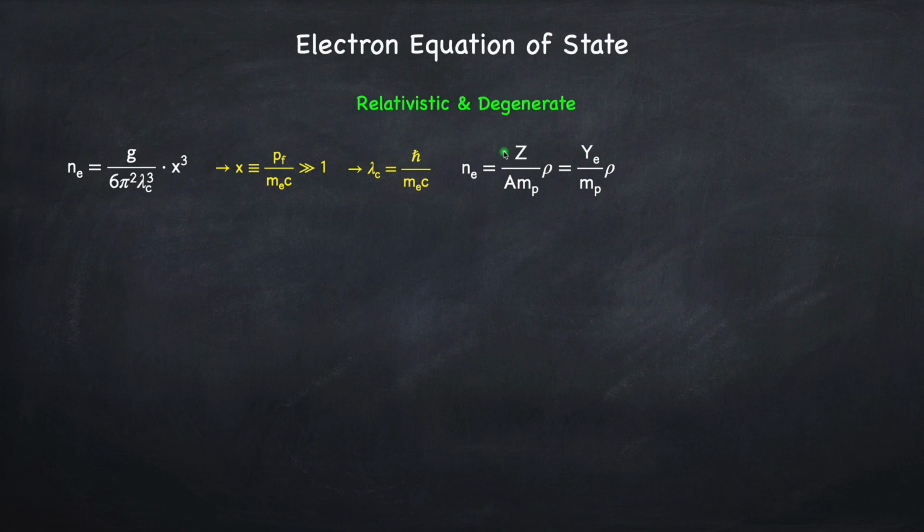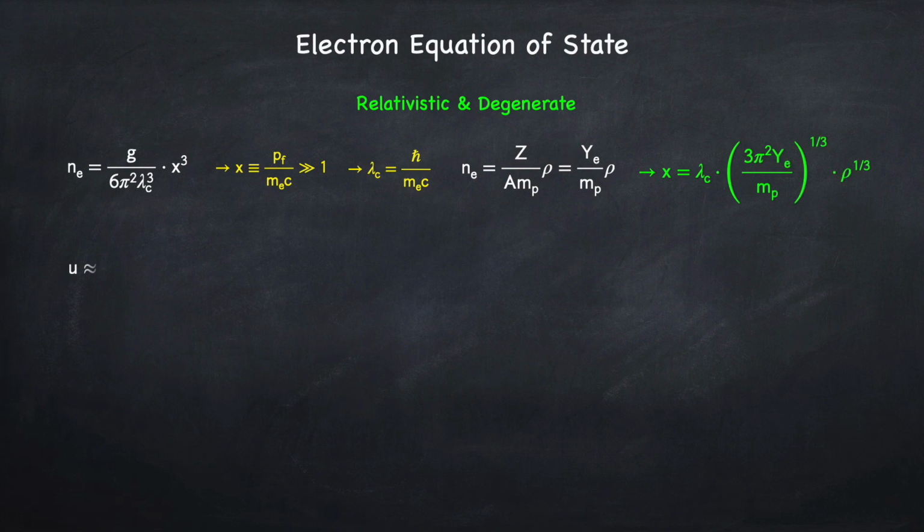And Z over A is a quantity we've encountered many times. It's often written as Ye and is called the electron fraction. It's just the number of electrons per baryon, meaning the number of electrons per protons and neutrons. So now we can rewrite the relativity parameter x in terms of the density.